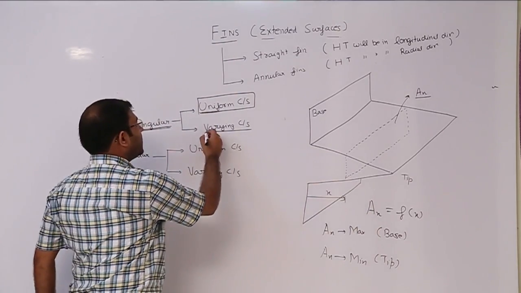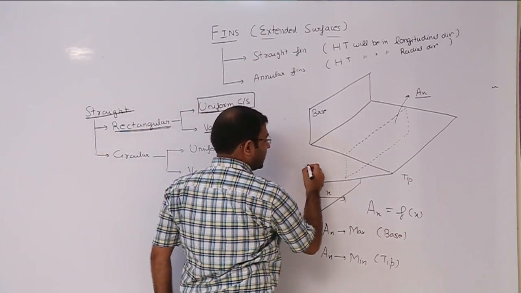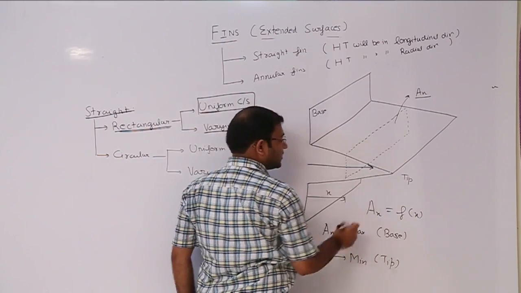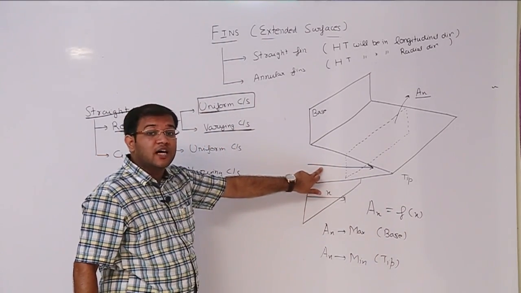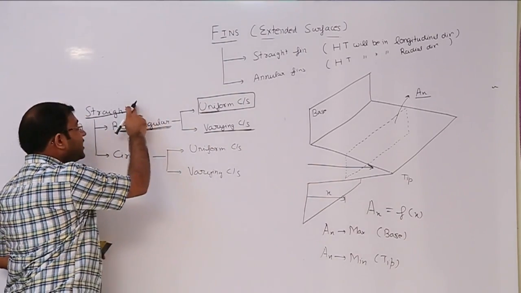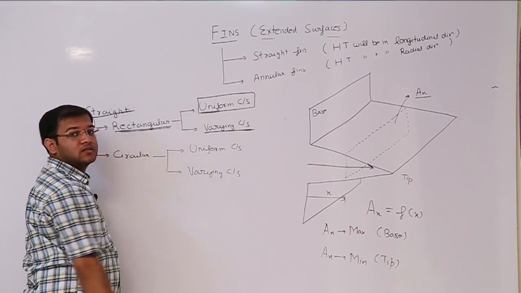So it is nothing but a varying cross section and the direction of heat transfer is like this. So this is nothing but your longitudinal direction. So this forms our second case, straight fin, rectangular cross section and varying cross section.